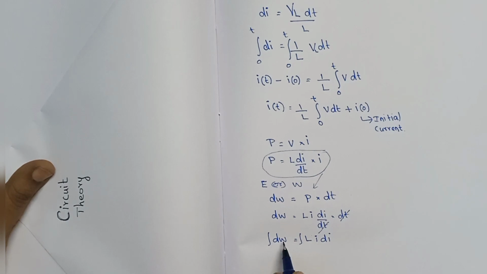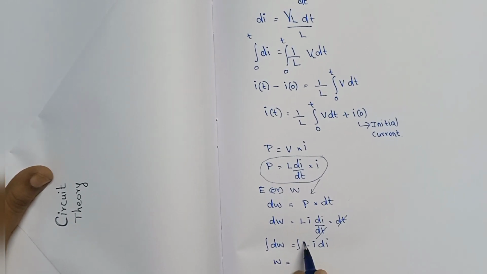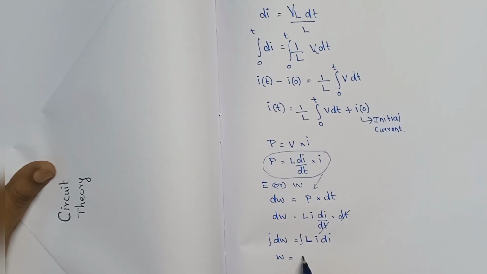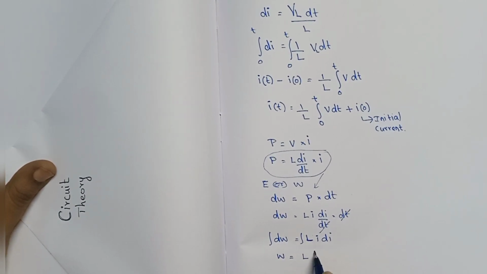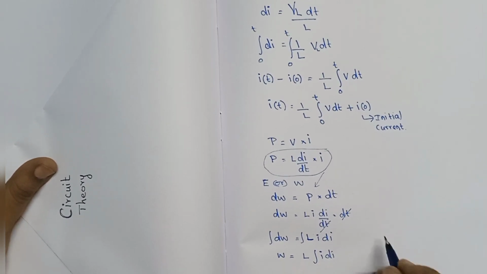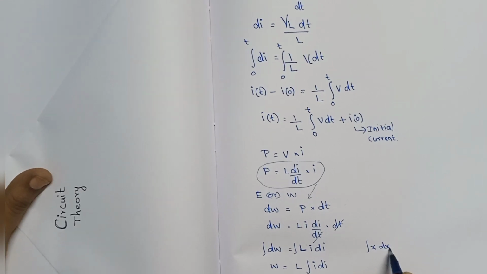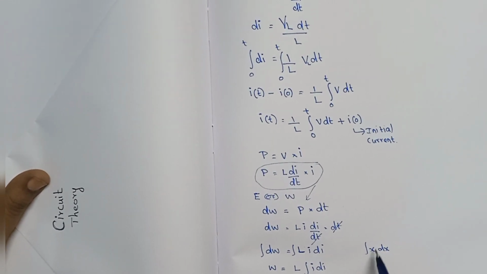So what we will get, differentiation and integration get cancelled. W is equal to L, the inductor value, which is constant here. Take it out from the integration. So I di. You all know in the integration, if I am having x dx, what is the value? X power 1 plus 1 divided by 1 plus 1. X squared by 2 is the answer for this.